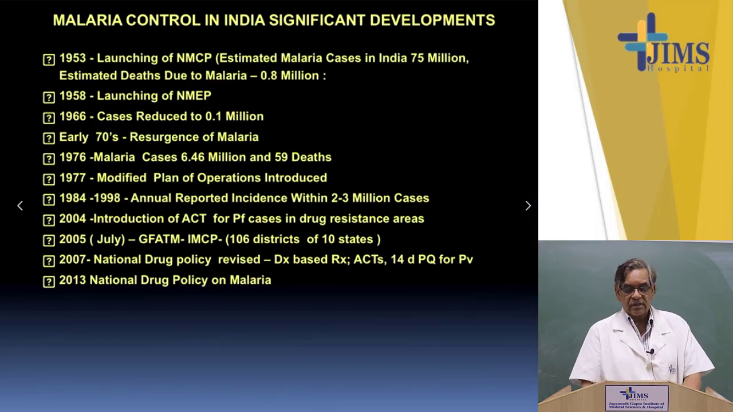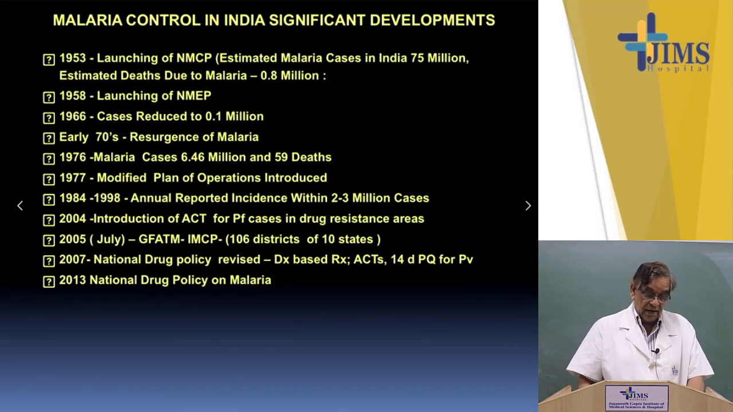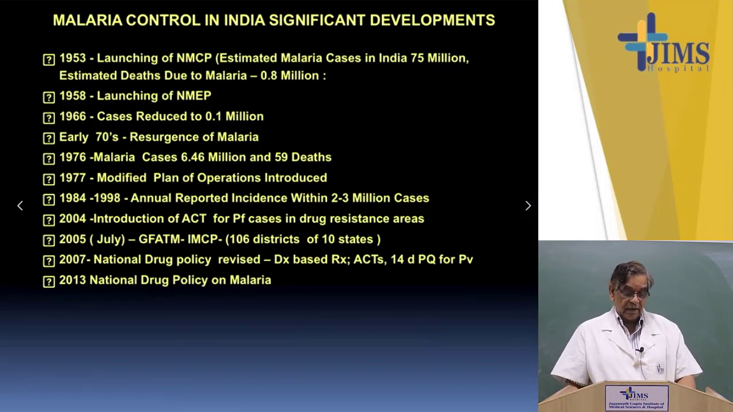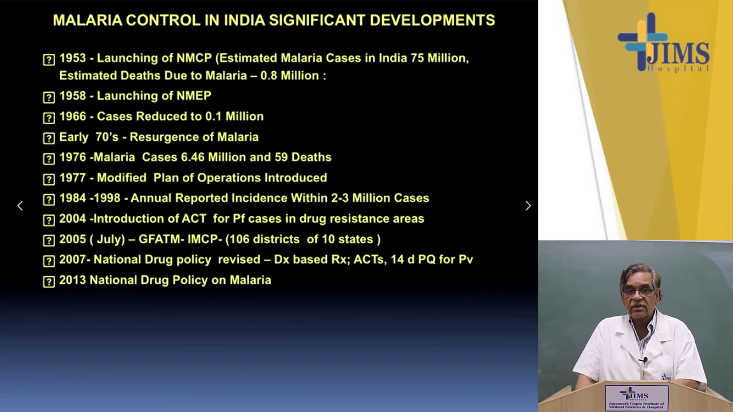Malaria control activities have had significant developments. 1953 was the launching of the National Malaria Control Program. In 1953, there were nearly 75 million cases, and the estimated deaths due to malaria were 0.8 million, or in other words, 8 lakh malaria deaths. Today we are having only 96 deaths. In 1953, the number of cases of malaria was 75 million.